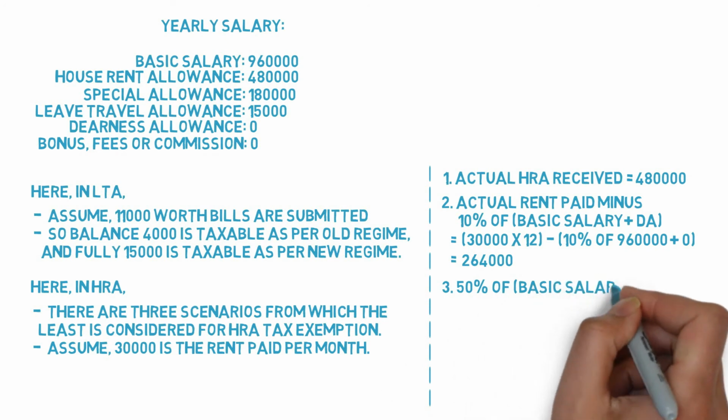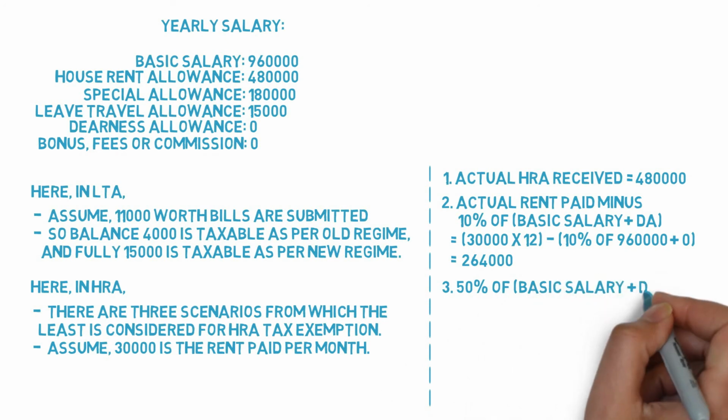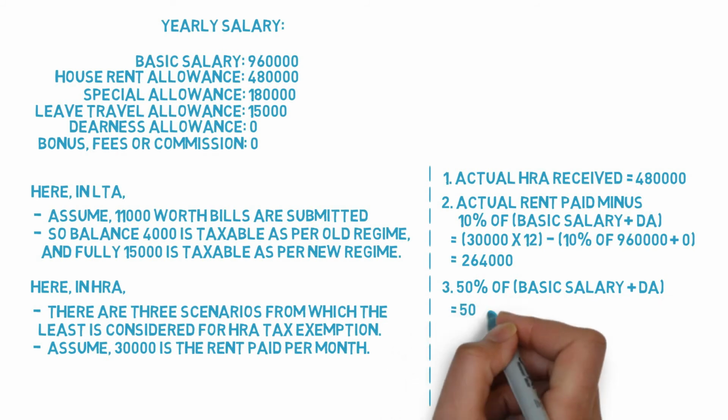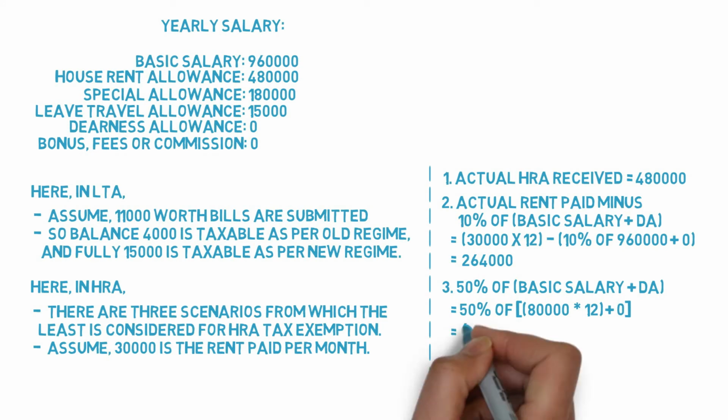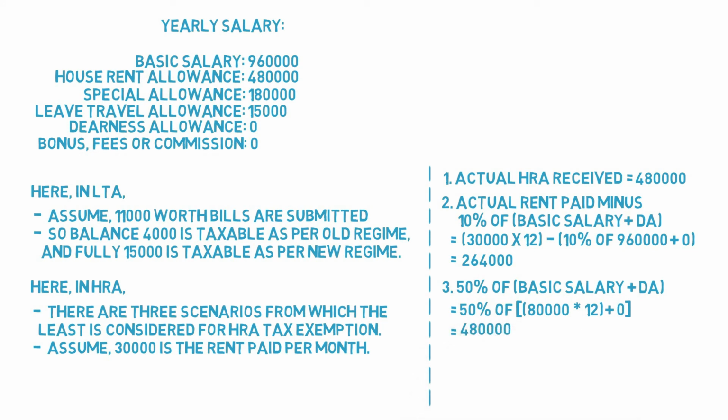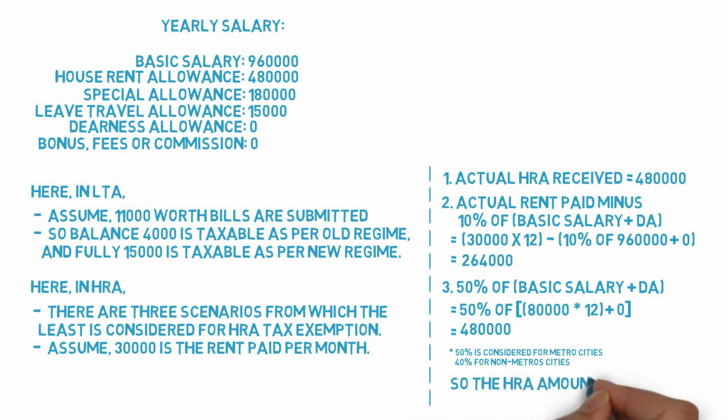So case 3, 50% of basic salary plus DA, which amounts to 4,80,000. Here they are taking 50% as the employee is living in a metro city. If he is not, then they would be choosing 40% of basic salary plus DA. So the HRA amount which will be exempt from tax will be 2,64,000, as that comes to be the least of the 3 amounts in the scenario stated above.